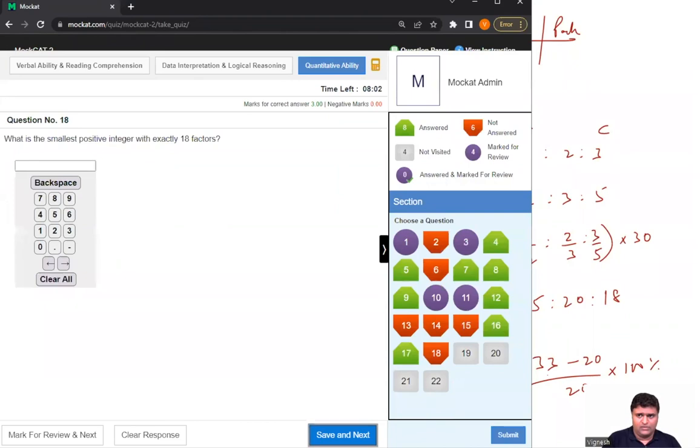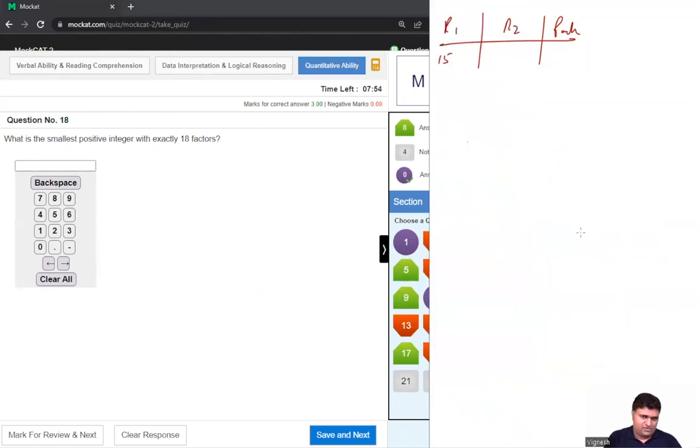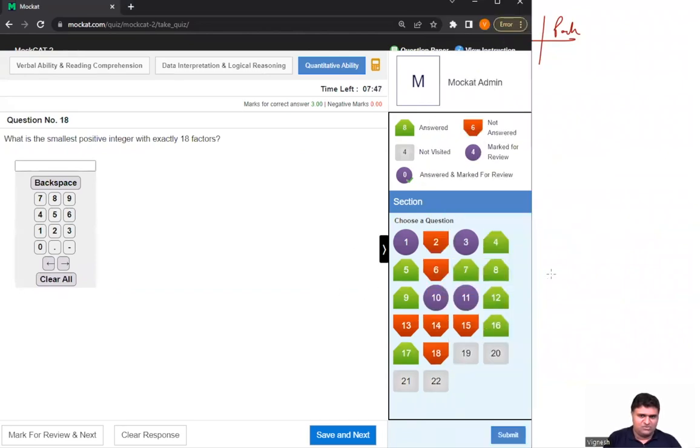Now, 8 minutes is bonus. Assuming they're all correct, 8 questions. Smallest positive integer with exactly 18 factors. Would you want to do numbers? Those who are strong, yes, probably. No, let's not take up questions. Some of you have done the concept, the prep part is done. You take this up, you'll be able to get the answer very quickly. Let's say you're not doing this.